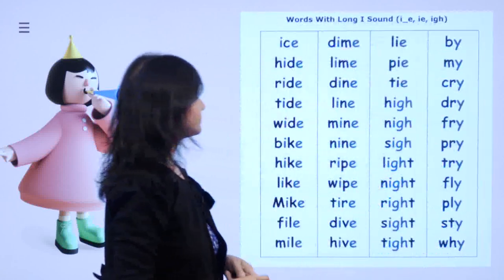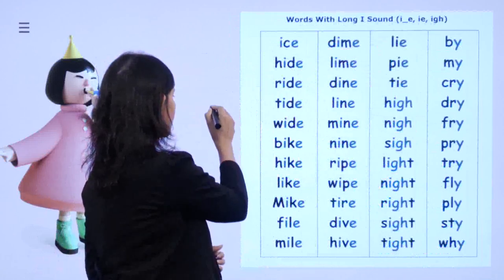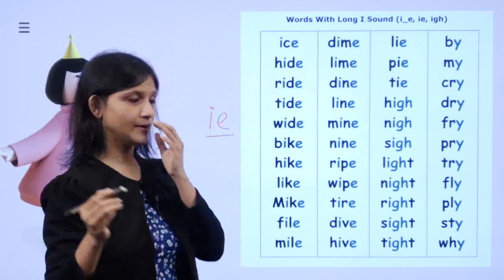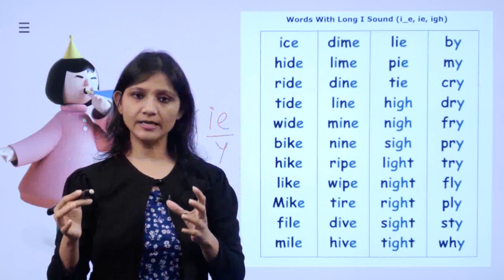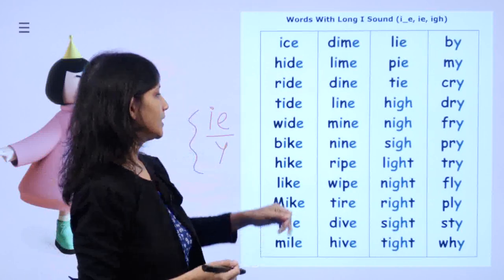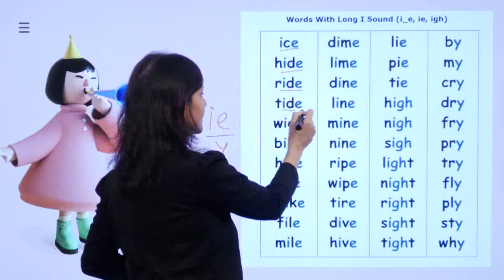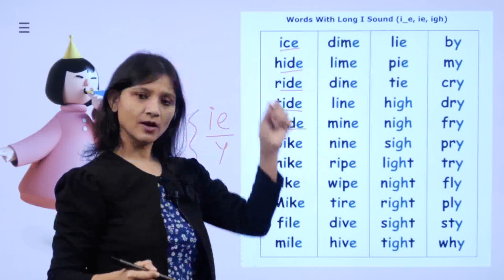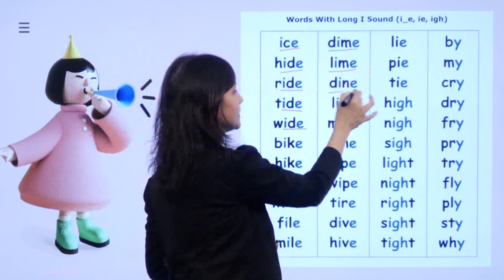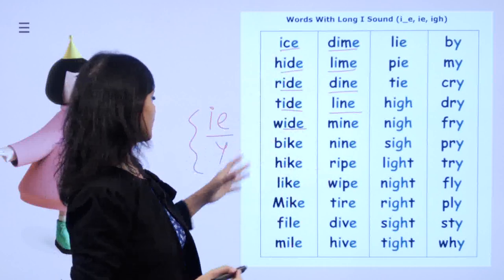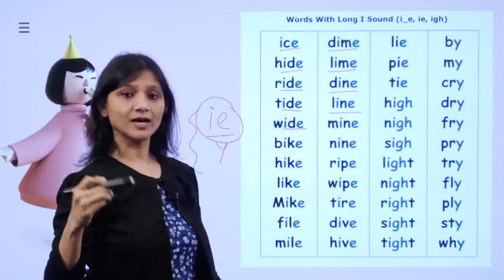Now let's look at I. So we saw the long sound of I is I only. I followed by E, or Y, both have the same sound. I E is I. Y is I. So you see ice, hide, I E. Ride, I E. Tide, I E. Wide, I E. All these are I E. Hi, dime, I E. Lime, I E. Line, I E. The vowel is I, followed by an E. The sound is I only.